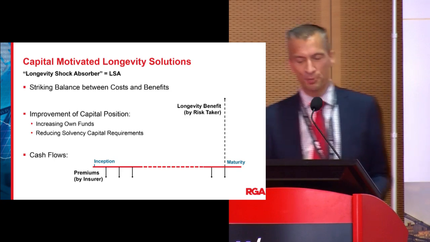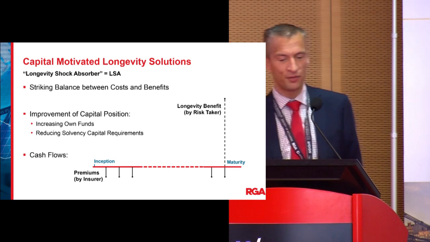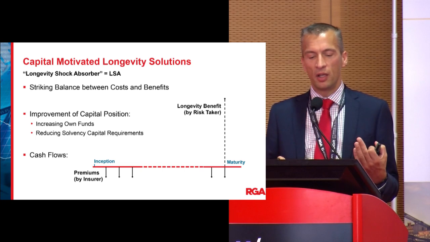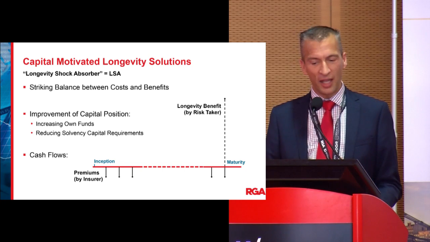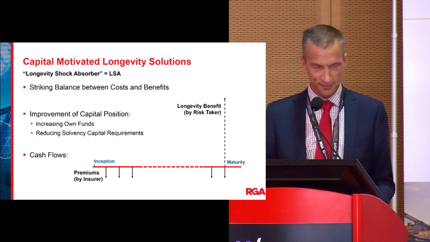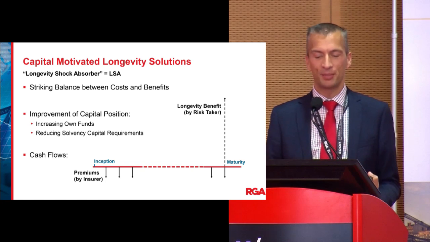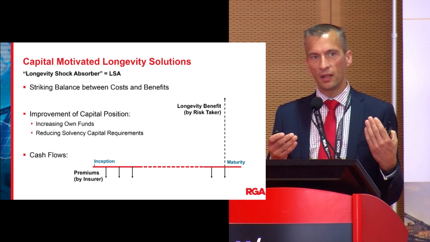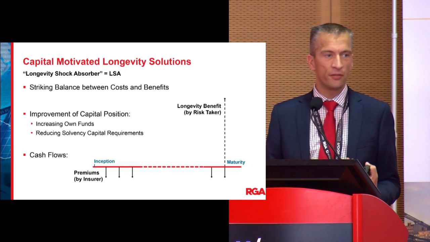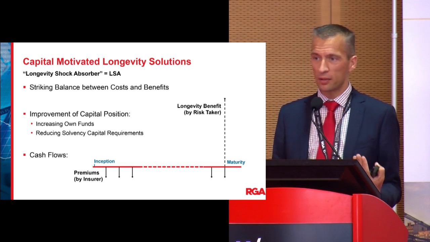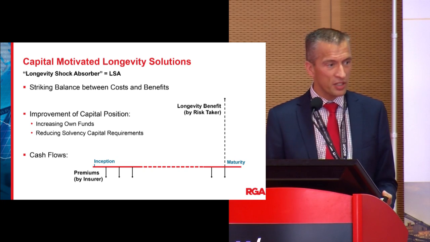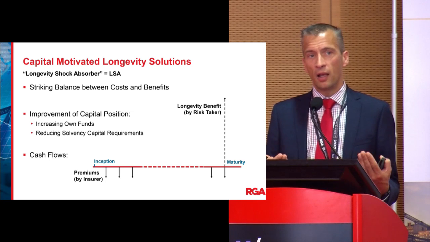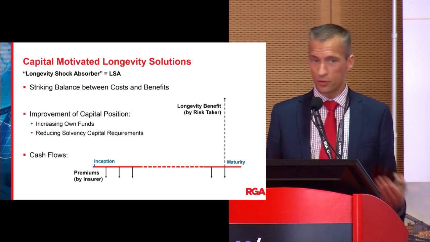So now moving to these specific transactions: capital motivated longevity transactions. The way we look at capital motivated transactions is that you try to strike an attractive balance between cost and benefits. Let me explain that in a bit more detail. Let's say, as an insurance company, you have longevity risk and you are exploring transferring that risk. What we hear quite often is that on one hand, it's nice to release all the risk, to transfer all the risk.